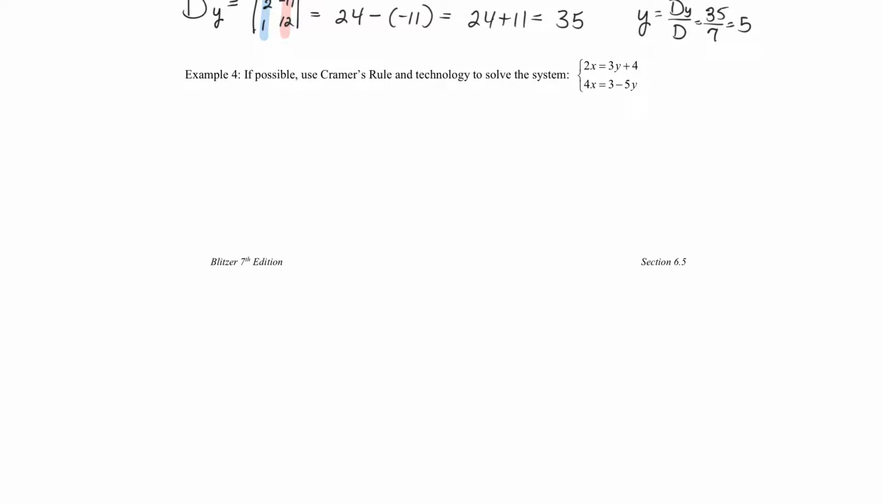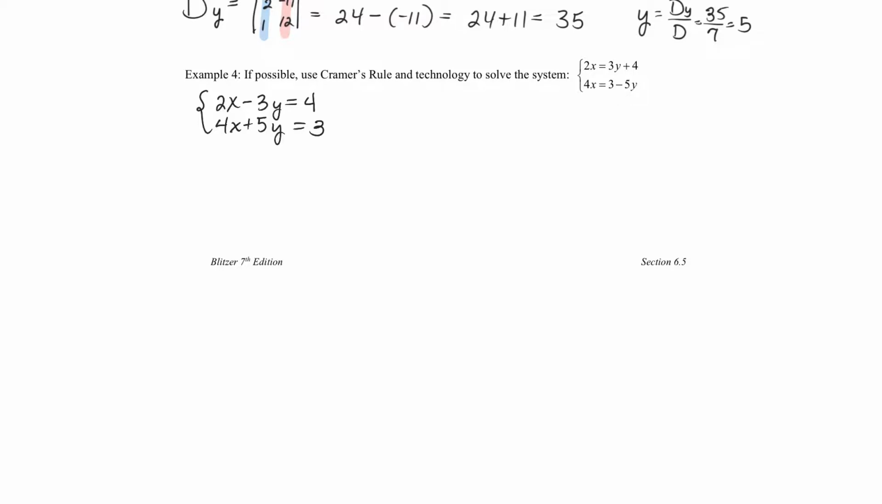And what we're going to do is first take our system and put it in the proper form, because neither of these equations is in standard form. So I need to subtract 3y from both sides on this one, and that's going to give me 2x minus 3y equals 4. And then on this one, I'm going to add 5y to both sides. So I'm going to end up with 4x plus 5y equals 3. Now I've got them both in standard form.